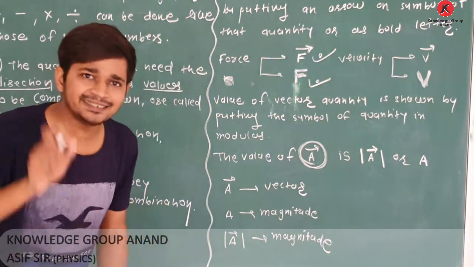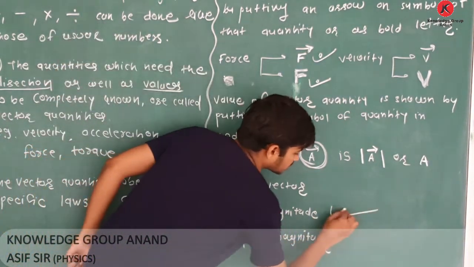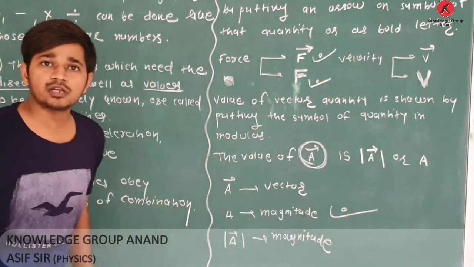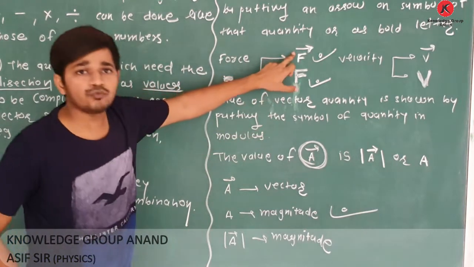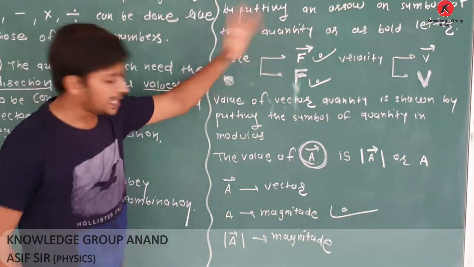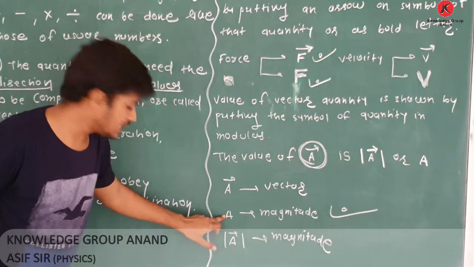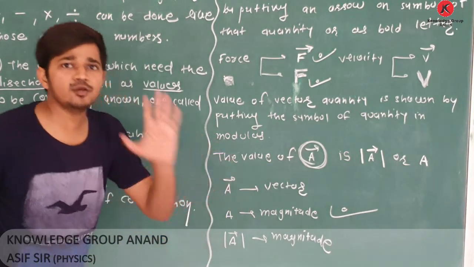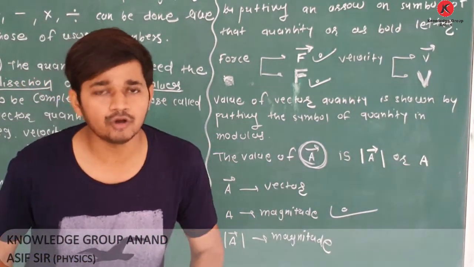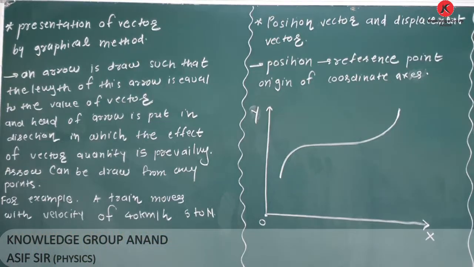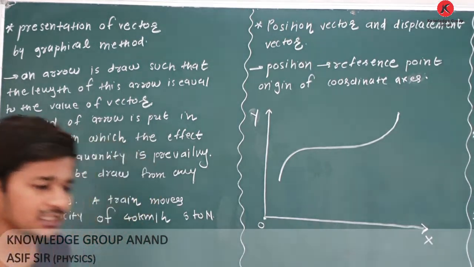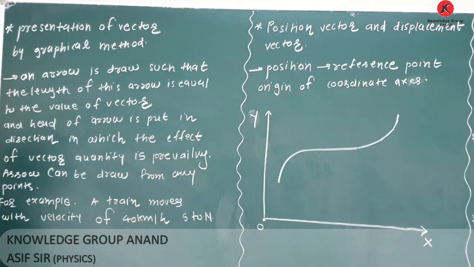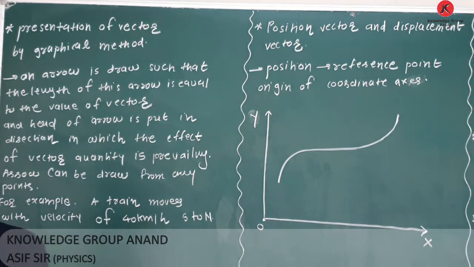Most of the time, 99%, we will use this method to represent magnitude. Clear about this? So remember, any vector quantity you have to represent with an arrow above each symbol. Its magnitude is only the letter, or the arrow in modulus. Clear? Okay, now vector. See, each and every topic in this lecture is important because it is the basis of vector.